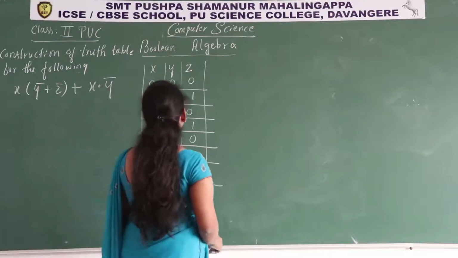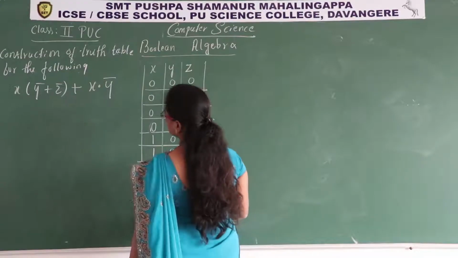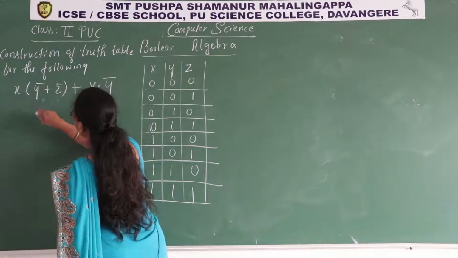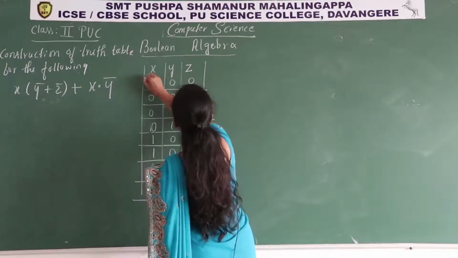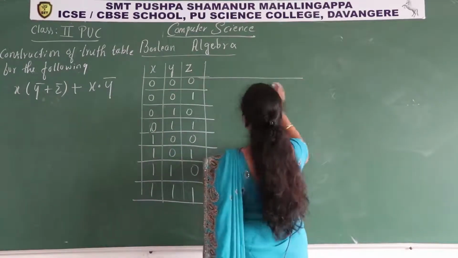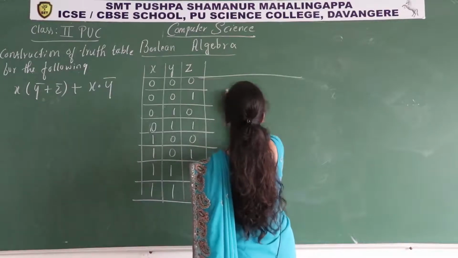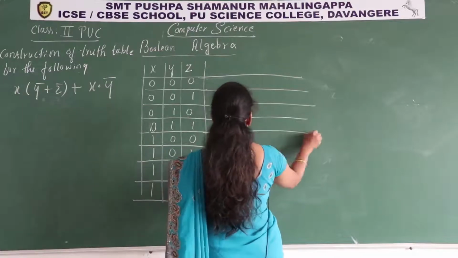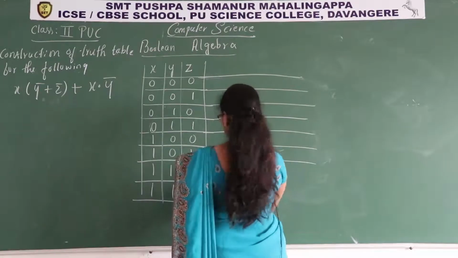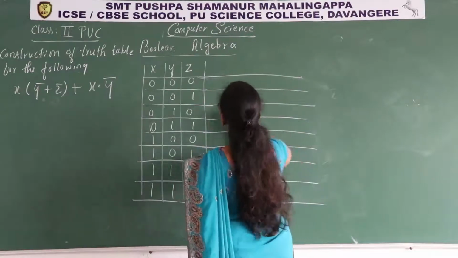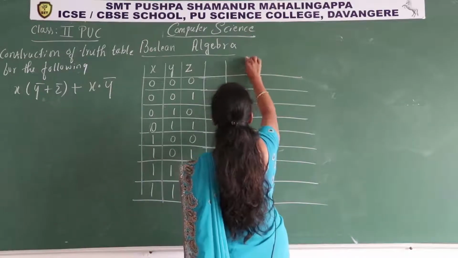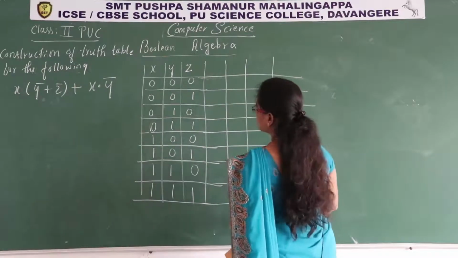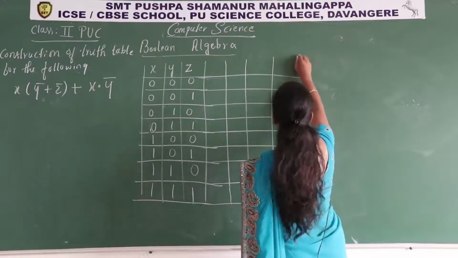Now, what are the sub expressions here? Y bar, z bar is there. X, y bar and z bar. Now, we have to write 2 more columns here: y bar, z bar, y bar plus z bar and x dot y bar.